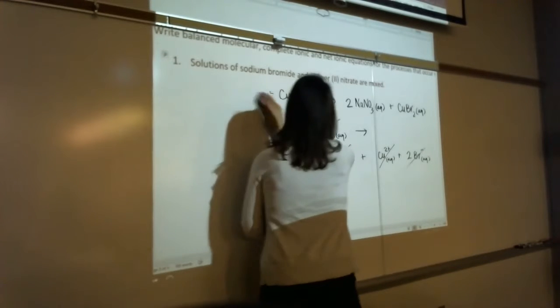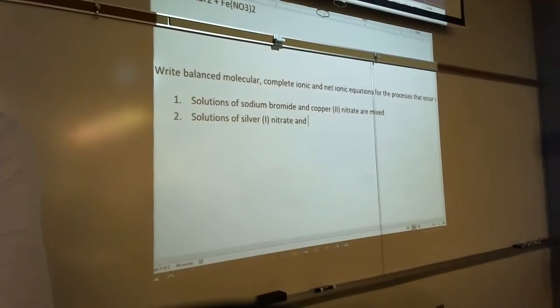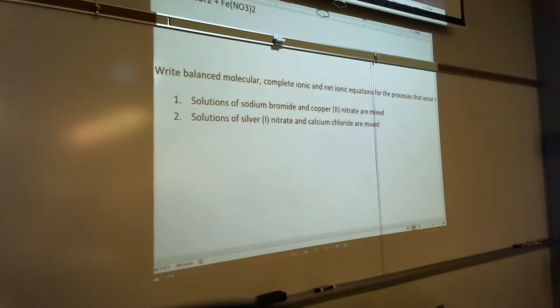All right, let's do something similar. Now instead of those, let's do solutions of silver 1 nitrate and calcium chloride. All right, let's go over this one.